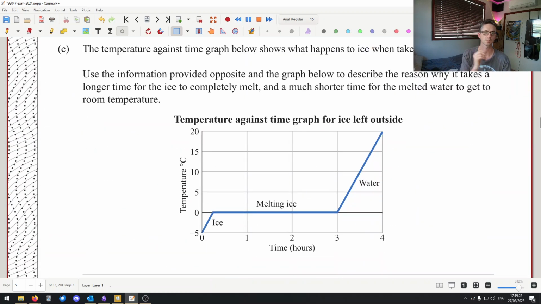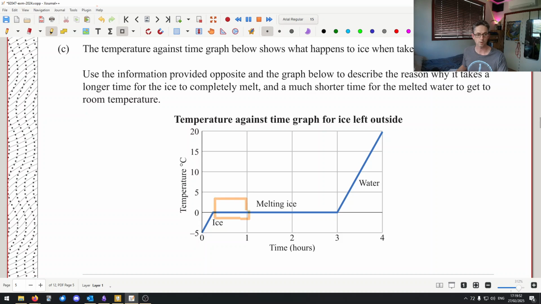The temperature against time graph below shows what happens to ice when taken out of the freezer. Use the information provided opposite and the graph below to describe the reason why it takes a longer time for the ice to completely melt and a much shorter time for the melted water to get to room temperature. So we can see here what they're describing is a really long period of time. Let's see if I can do it.